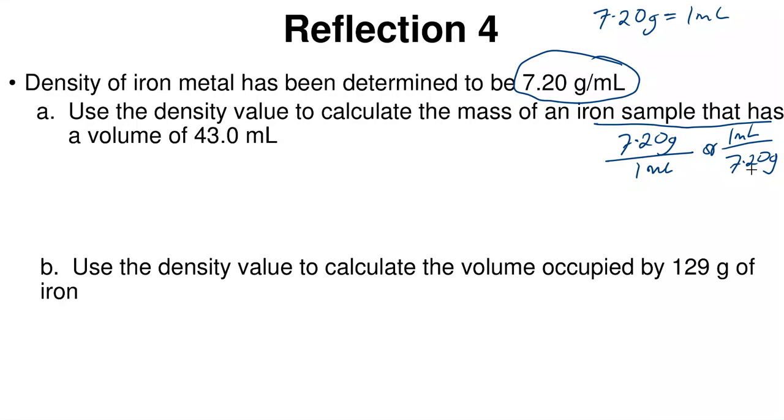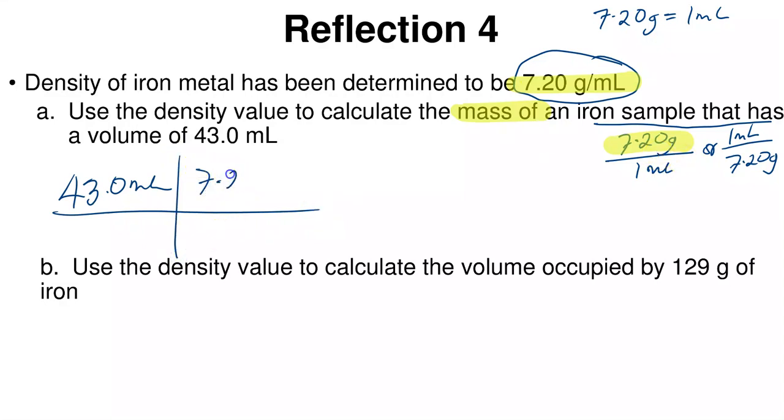And what we're going to be using would determine what we want to find. So what are we looking for? We're looking for the first one. It says use this density value to calculate the mass. So we want the one that has the mass on top, the grams. That's what we're going to be using. So if we bring that here, we're going to start with what we're given, 43.0 mil. Of course, if you use that one, 7.20 grams over 1 mil, we cancel the mil, and then when you multiply these two, you're going to get 309.6 grams.